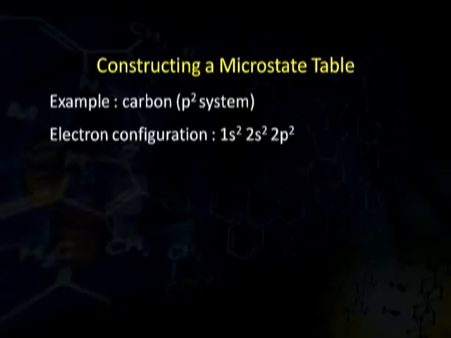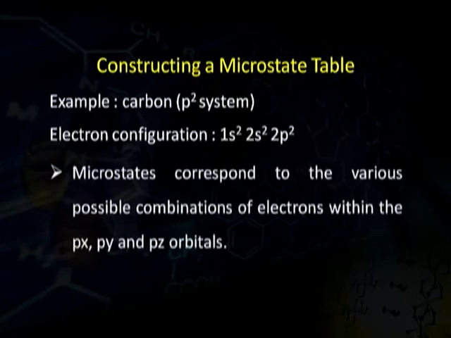The electronic configuration of carbon is 1s2, 2s2 and 2p2. The microstates correspond to the various possible combinations of electrons within the px, py and pz orbitals. In the P2 system, the two electrons of the p orbital can be arranged in different ways: two electrons in px and py, in py and pz, or in px and pz. There are many different ways in which the two electrons can be arranged in the three p orbitals.